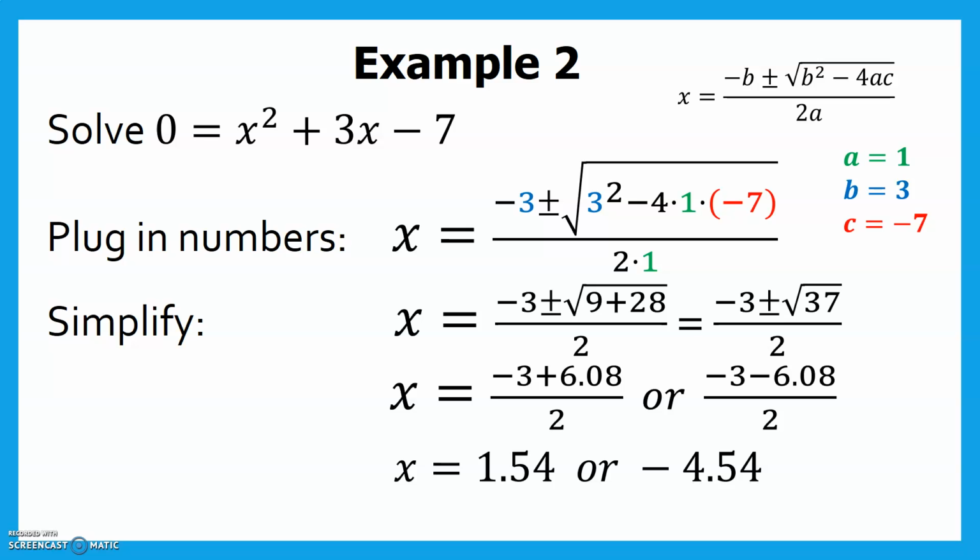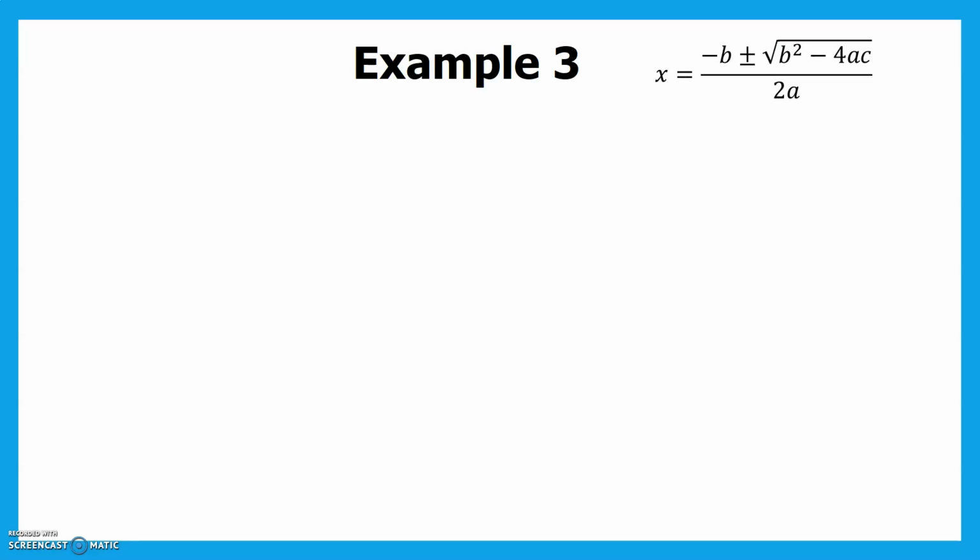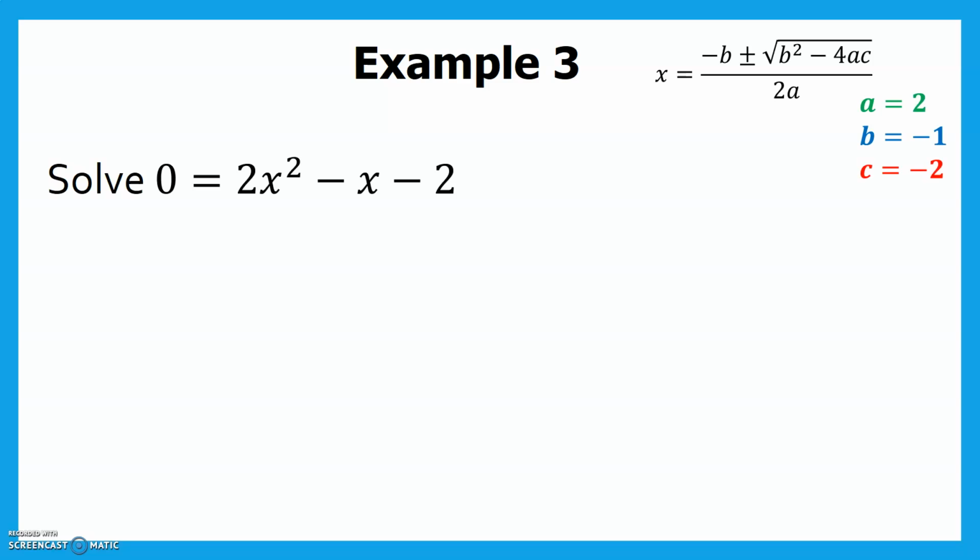All right, example 3. Same thing. I'm going to use that quadratic formula. I'm going to look for a, b, and c. Oh, I gave you those before I even gave you the equation. So I get 0 equals 2x squared minus x minus 2. So a is 2, b is -1, and c is -2. b is -1 because there's not a number in front of the x, so remember it's always assumed to be 1, and then there's that minus sign there.